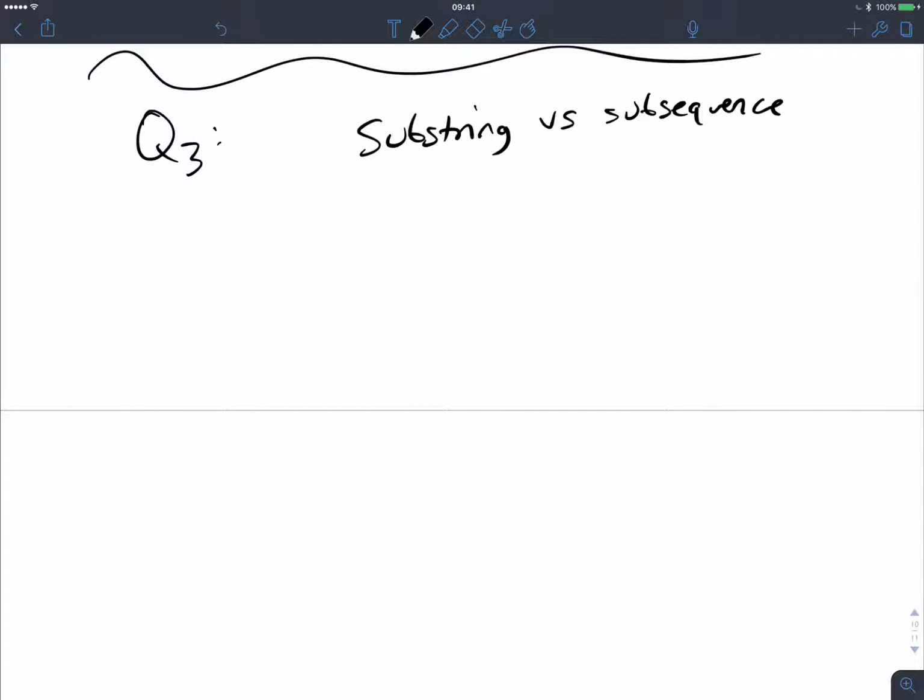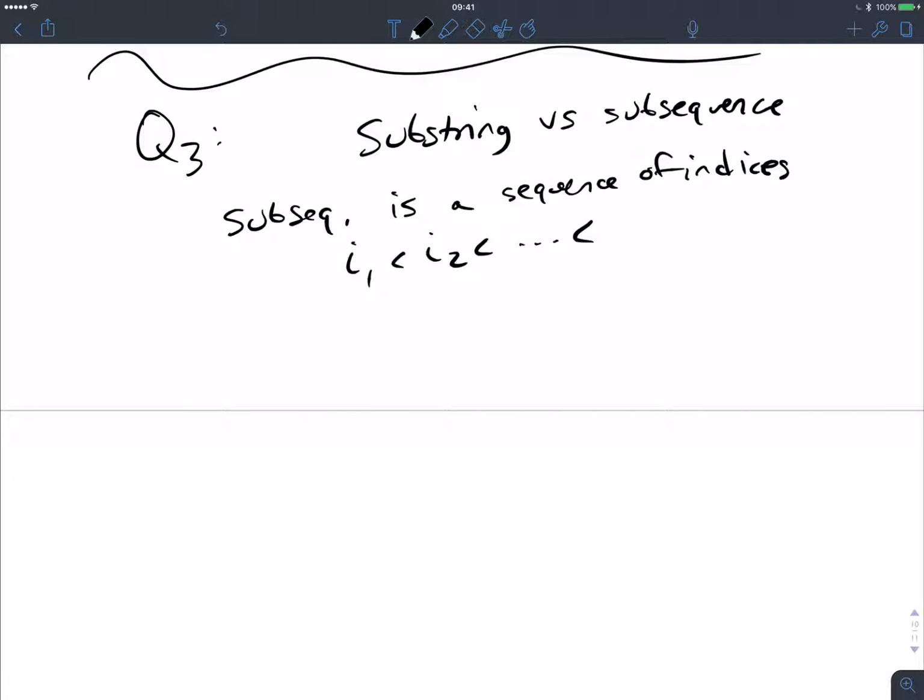So substring versus subsequence. A subsequence is a sequence of indices I1, I2, and so on, in sorted order. Let's say there are k of them. That's the only definition of subsequence. And a substring has I1 equals I2 minus 1, I2 equals I3 minus 1, etc.